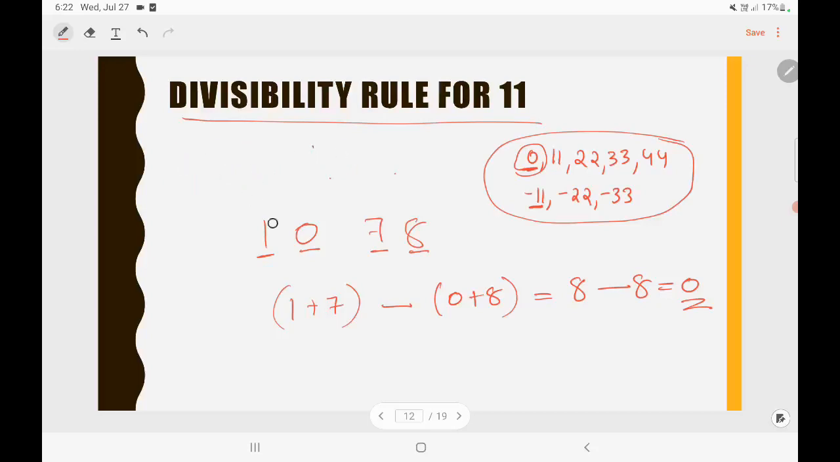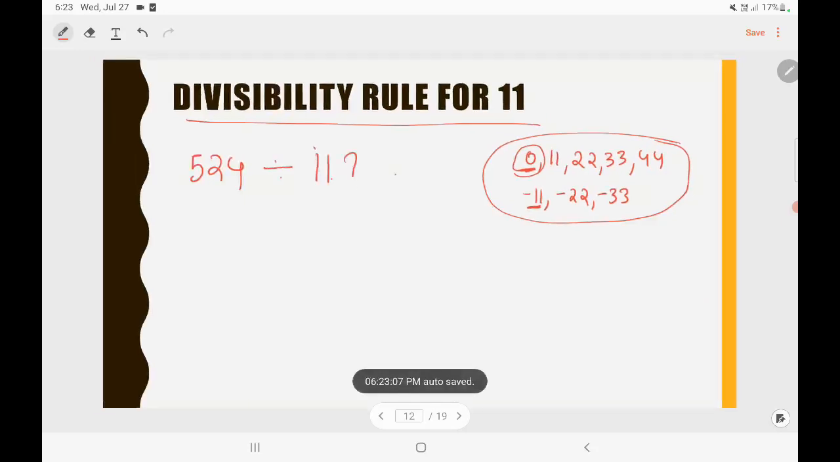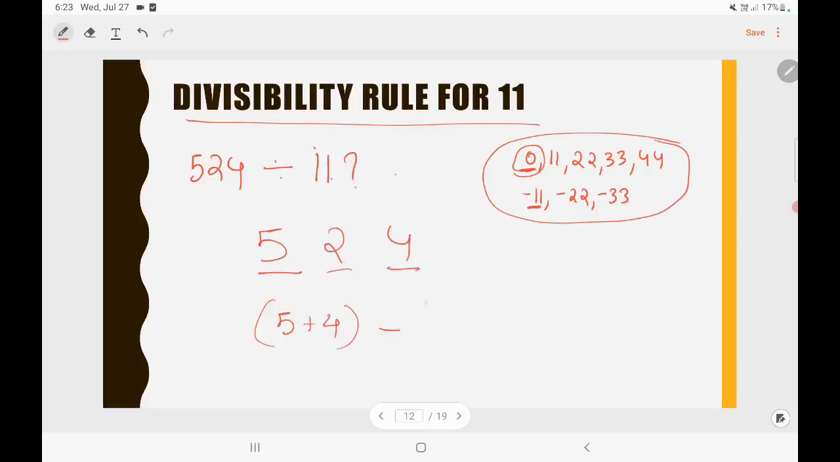Now we'll take a 3-digit number as well, and check whether it is divisible by 11. Let's say 524. Here also you need to take the alternate summation. That means you take 5 plus 4 and subtract 2 from it, because only 2 is left. So that is 9 minus 2, which is equal to 7. 7 is not divisible by 11. Therefore 524 is also not divisible by 11. So this is the divisibility rule for 11.